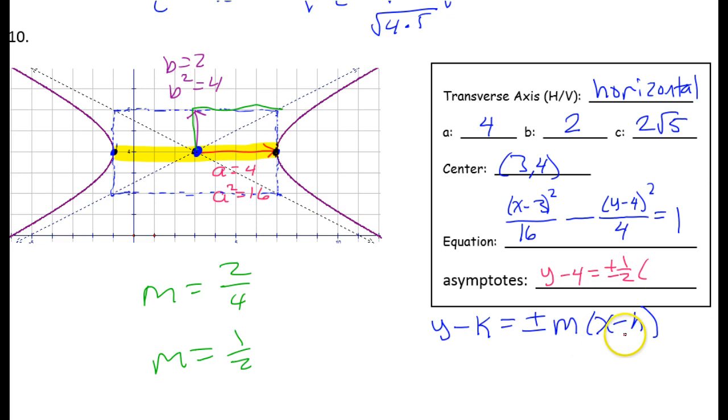And finally, the x minus h part. This is the x part of the equation, so I look at the x coordinate of the center, and I put x minus 3. So that's it. This one equation represents both asymptotes because of the plus or minus. The plus represents the upward sloping asymptote, and the minus represents the downward sloping asymptote.